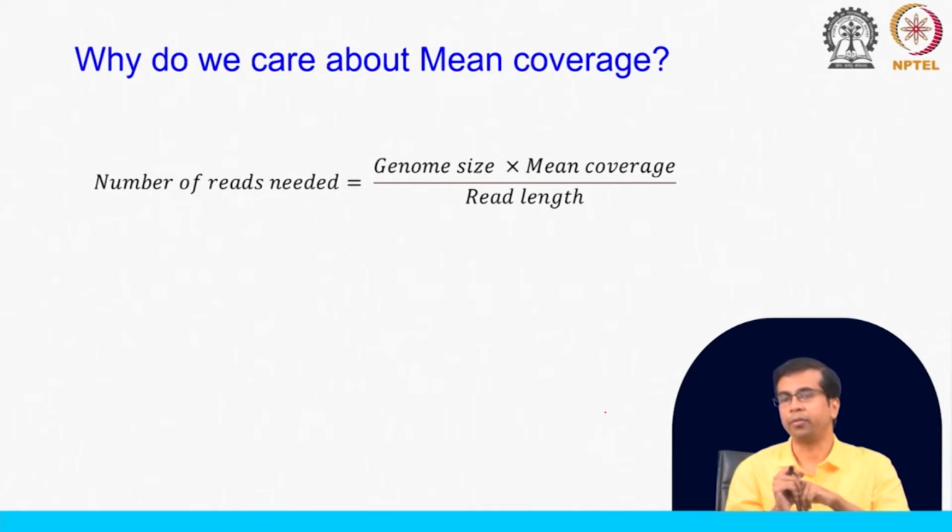If you know the genome size and you know the coverage that you want, for example 10x, 20x or 30x, so mean coverage will be 10, 20 or 30 respectively, and divide by the read length. If you know the read length, because you are going with a specific platform, you know the median read length or mean read length, you can calculate how many reads you would need if you know the coverage. Then that will help you choose the right kind of platform, whether you need 100 million reads or whether you need 10 million reads, depending on that you will choose the platform.